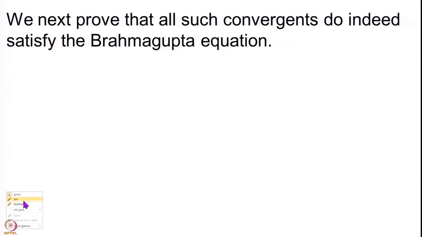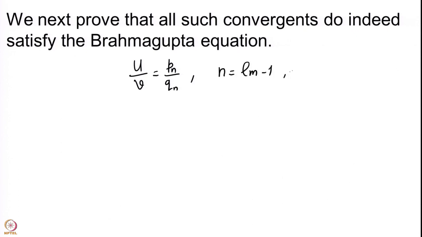It remains to see, and it will not take more time now, that any such convergent indeed satisfies the Brahmagupta equation. What do we mean by such convergents? We are looking at u by v to be Pn by Qn, where n is of the form Lm minus 1 and n is odd. We will prove that all such convergents also satisfy the Brahmagupta equation. That is a simple check.